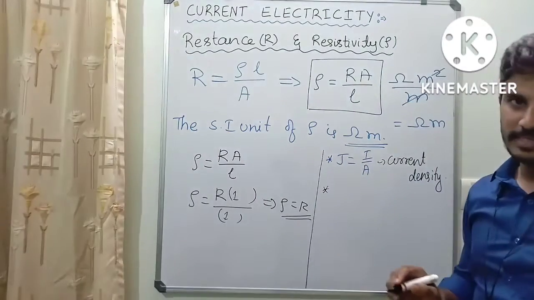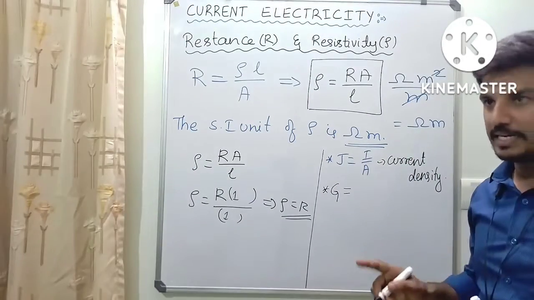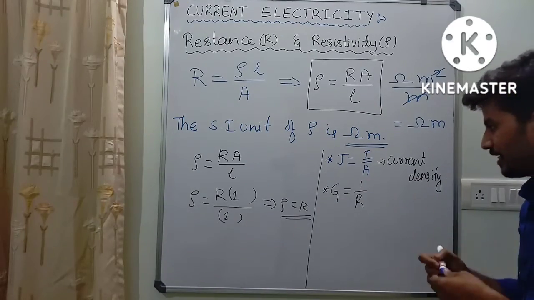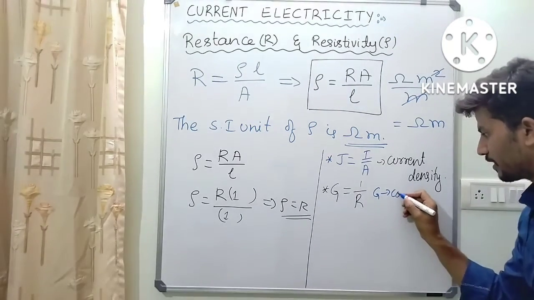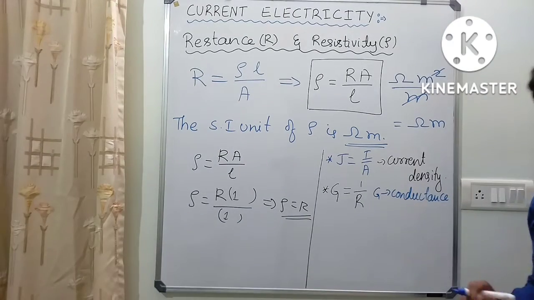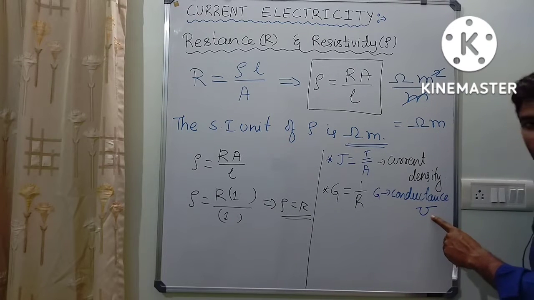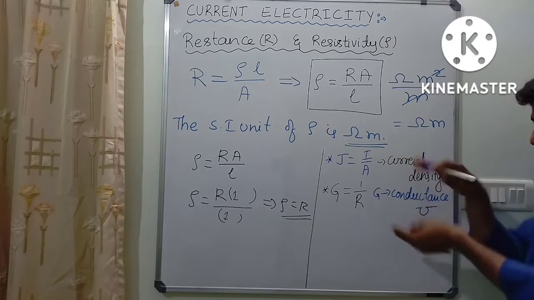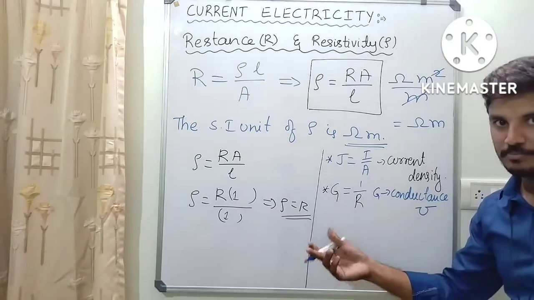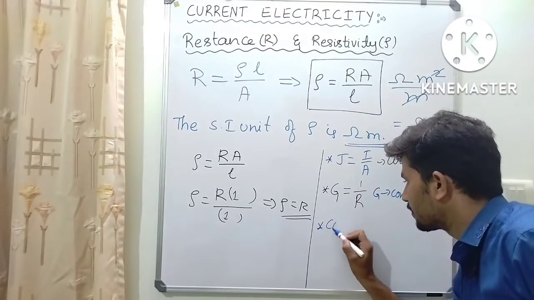Second thing, conductance. It is the reciprocal of resistance. Where G is called conductance. What is the SI unit for this conductance? It is per ohm or Siemens. We write like this: per ohm or Siemens. It is the reciprocal of resistance. Then we have the third one, that is resistivity, and opposite to that, conductivity.